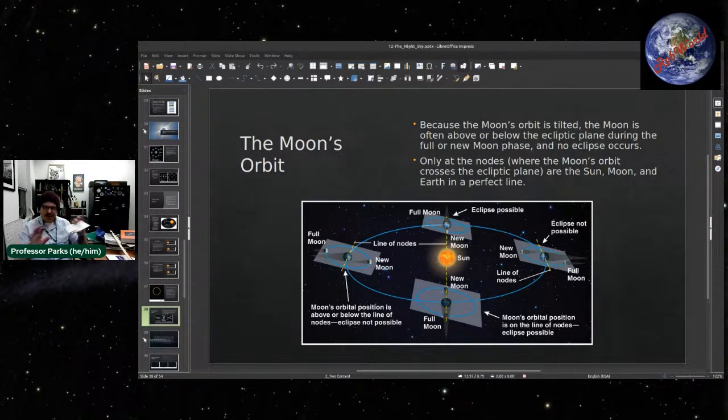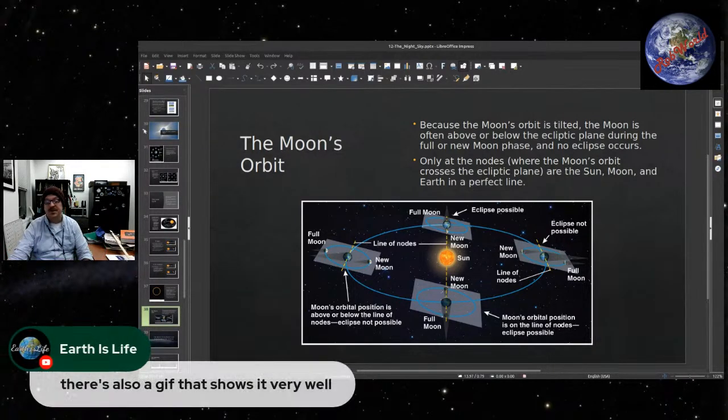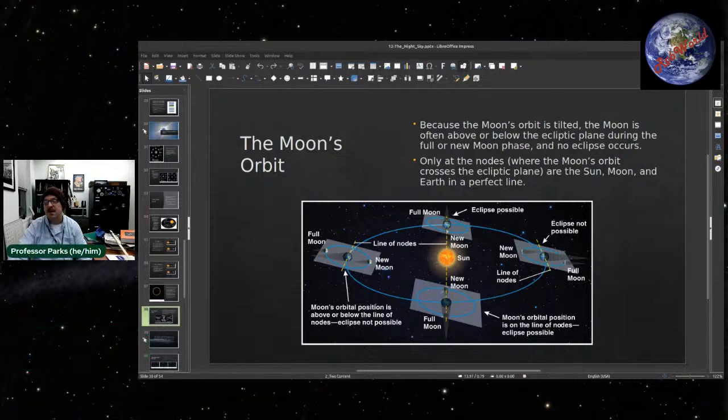So occasionally you will get an alignment. Oh yeah, I should look in. Thank you. I should really look into a GIF that shows this better.